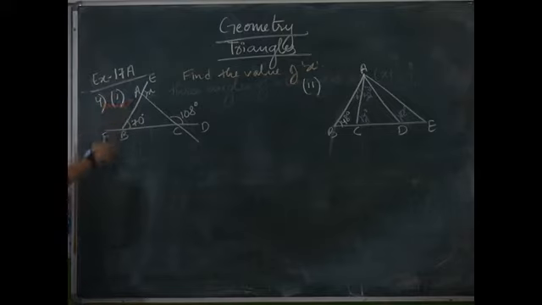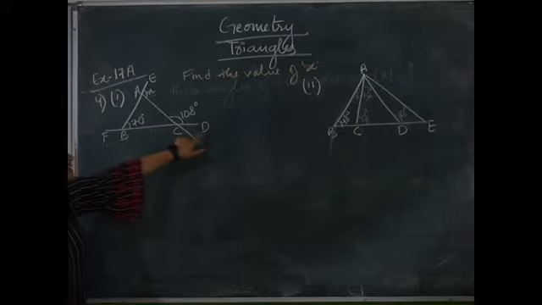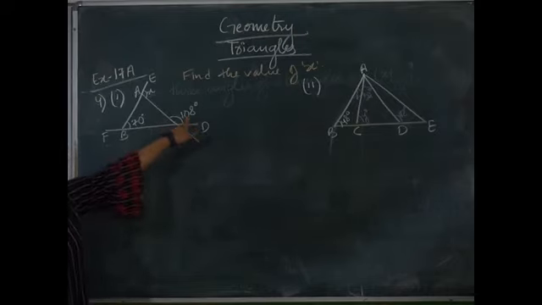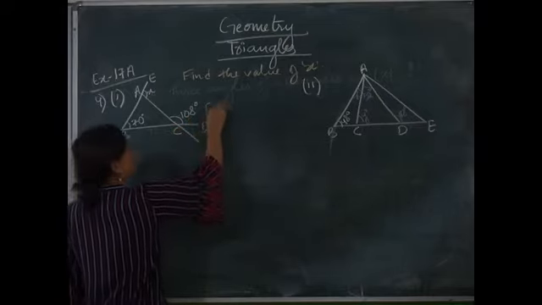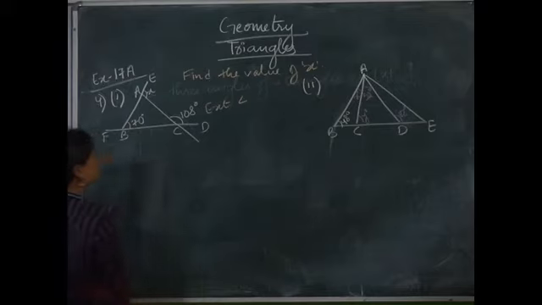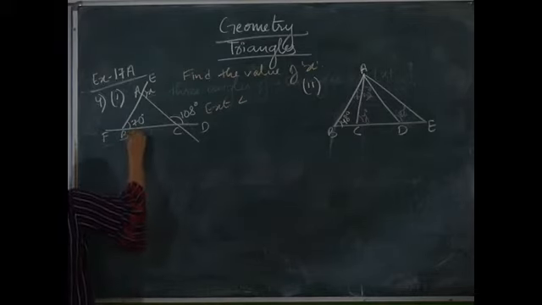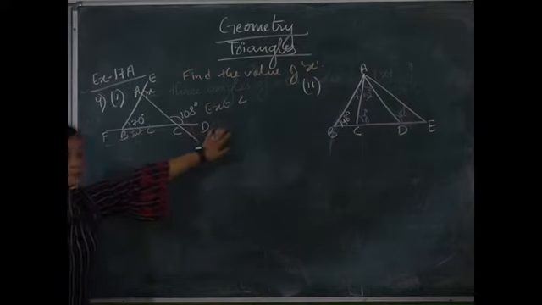Here, the triangle is ABC. Angle B is your 70 degree. Now, angle ACD is your 108 degree, and this angle is outside the triangle, so this is your exterior angle. This 70 is your interior angle. You don't need to write it, I'm just explaining it to you.